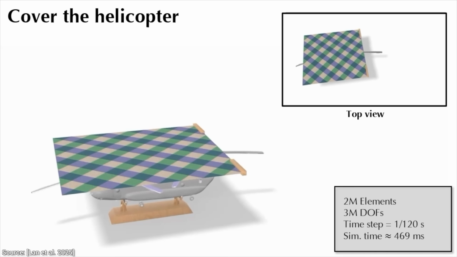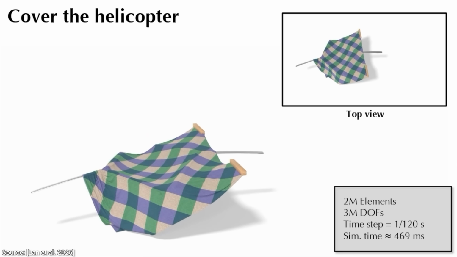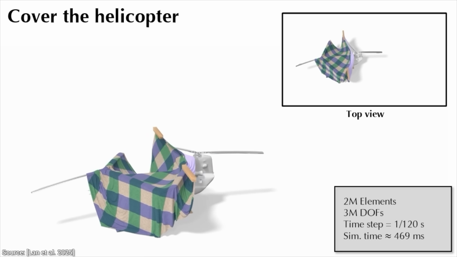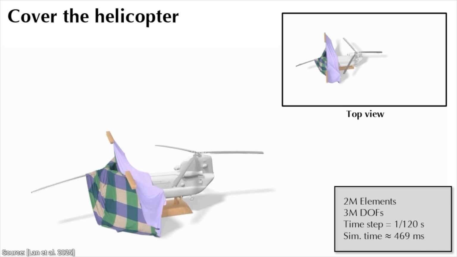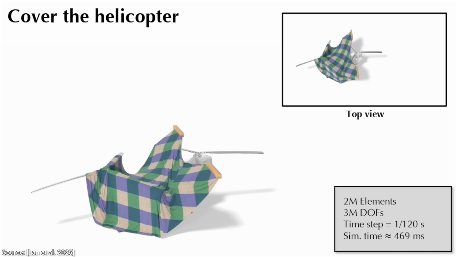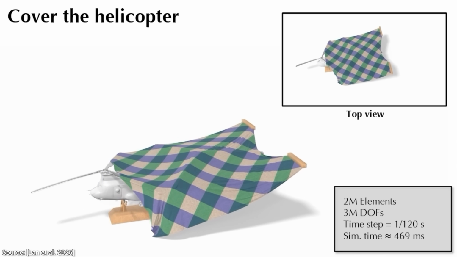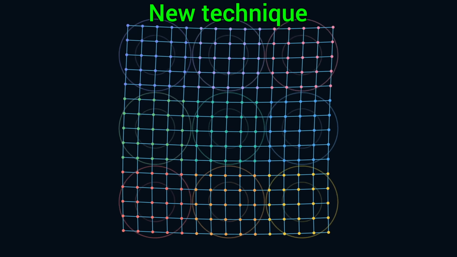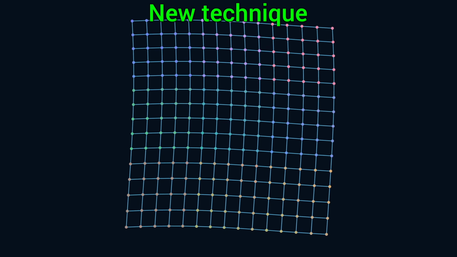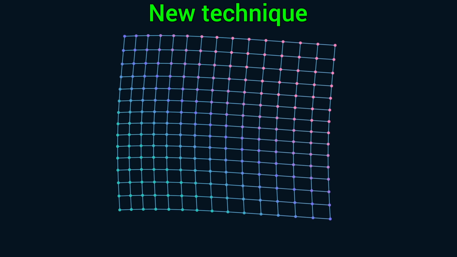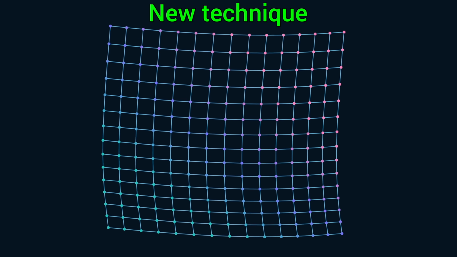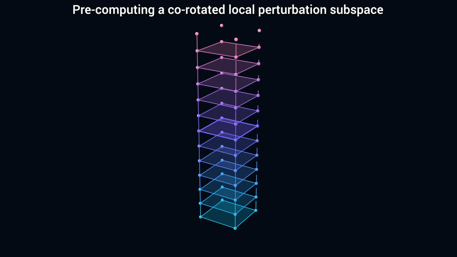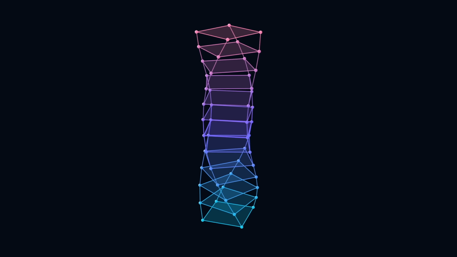Why? Well, that is exactly what GPUs are good for. You don't solve slice 1 and then slice 2, then slice 1000. No! You give it all 1000 slices and it is going to be solved in one go. But you can't do that. Or you couldn't. Until now. Because this method predicts how each of these small changes affect the whole object. Okay, how? Well, through a pre-computed co-rotated local perturbation subspace.